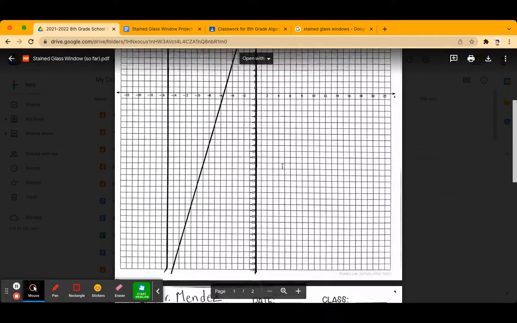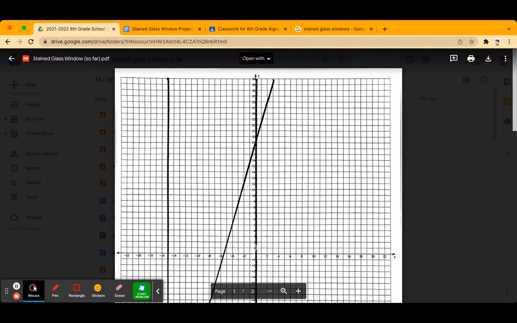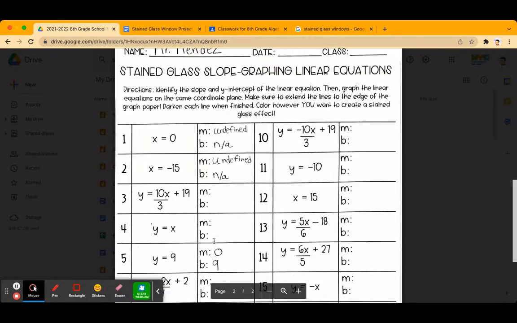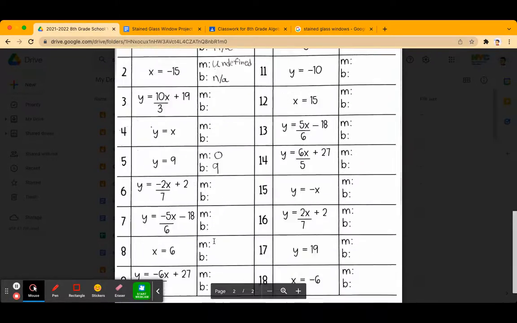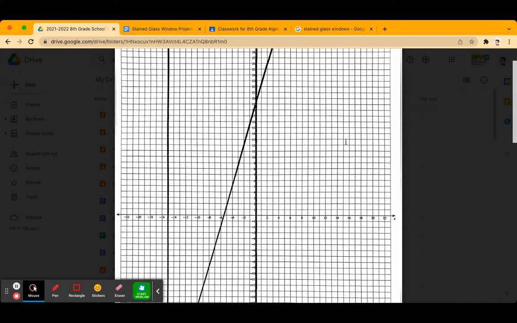So far, those three lines are plotted right here. x equals 0 is a vertical line going right down the y-axis. x equals negative 15 is a vertical line that passes through the x-intercept at negative 15. I don't remember if I identified a third one here, but the third equation looks like it was this line right here. Those three lines so far are graphed.